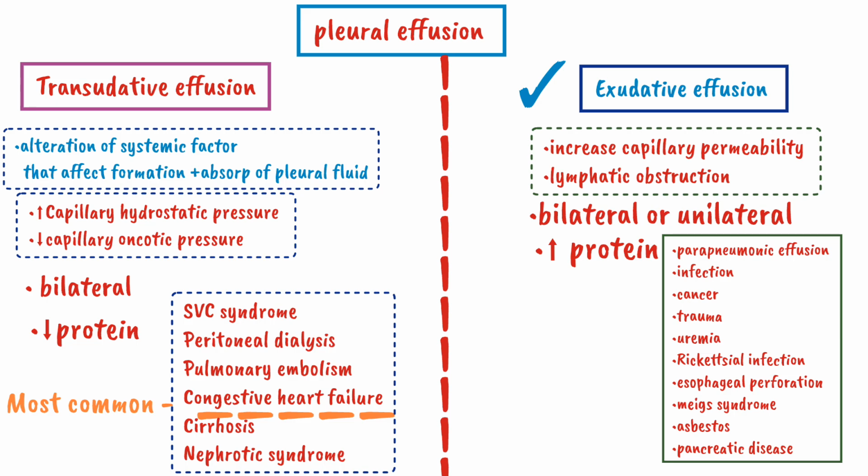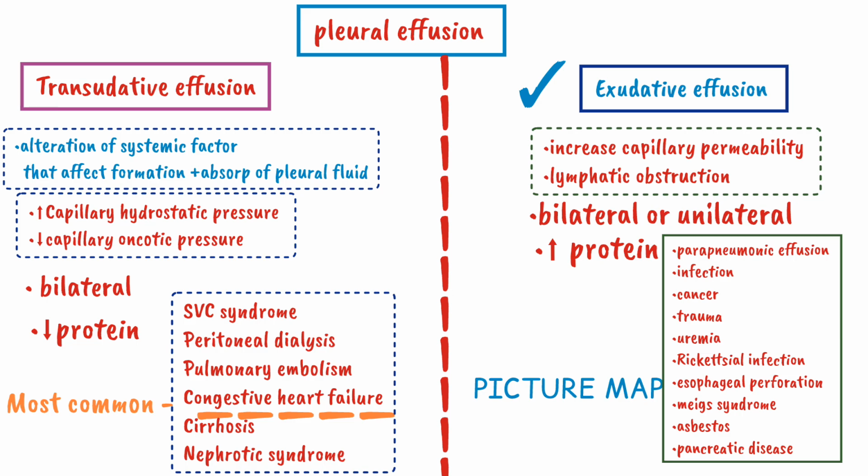There are a wide variety of causes of exudative effusion. To remember them, we use a mnemonic picture map. Each letter represents one cause of exudative effusion. By now, we are done with pleural effusion and the causes and classification of pleural effusion.